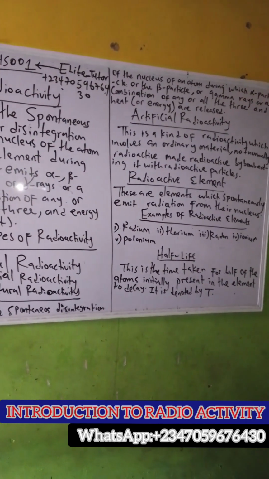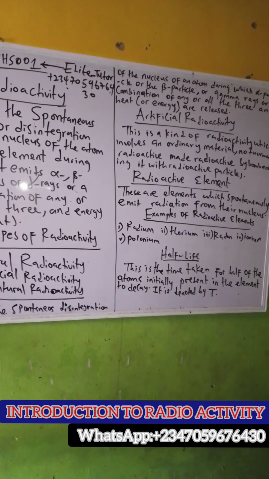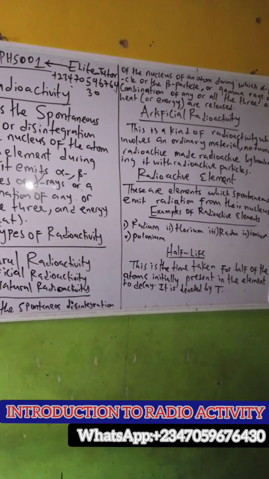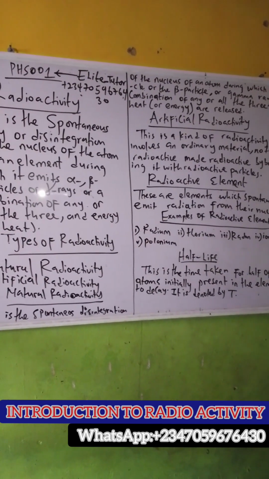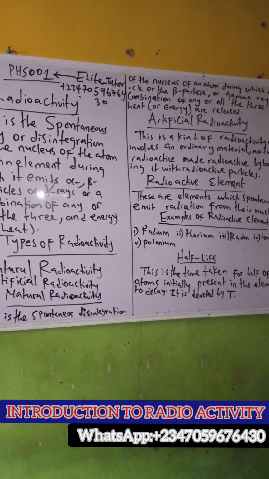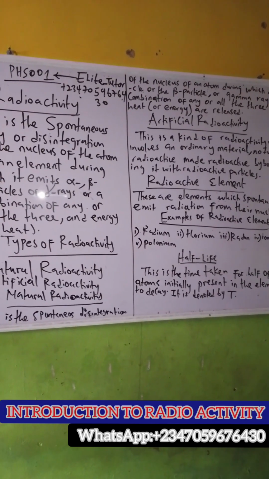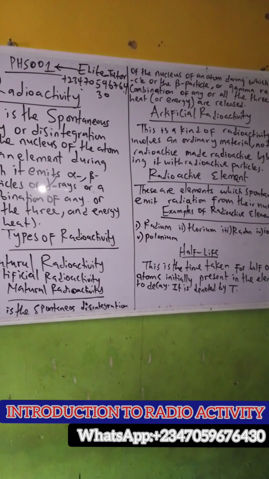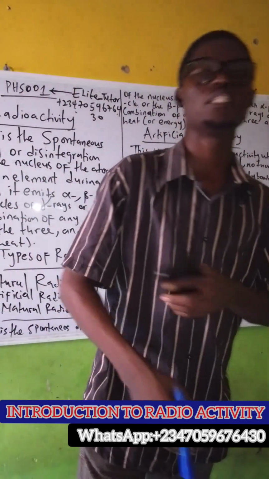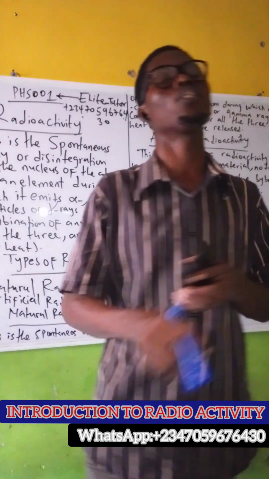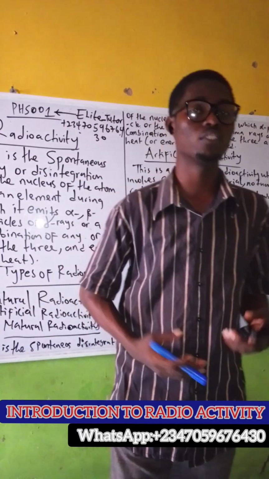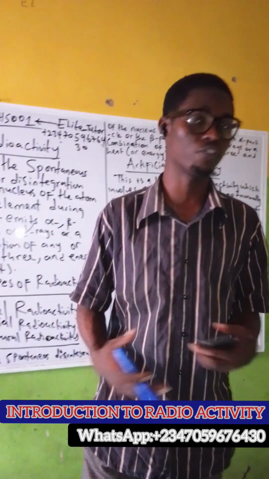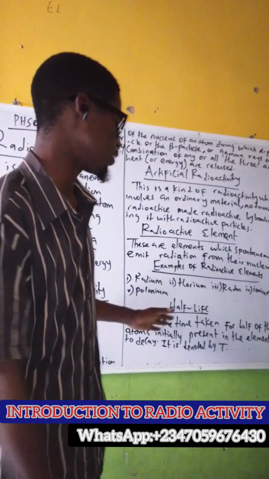So what is half-life? Half-life is the time taken for half of the atoms initially present in the element to decay. And you know fully well that the word disintegration means to decay. I am going to give us a diagrammatic profile of radioactivity that really defines the decaying of half of the given atoms. But before then, I have to expatiate on half-life.